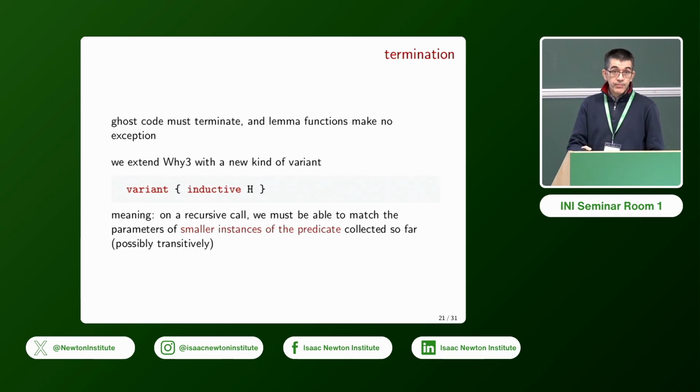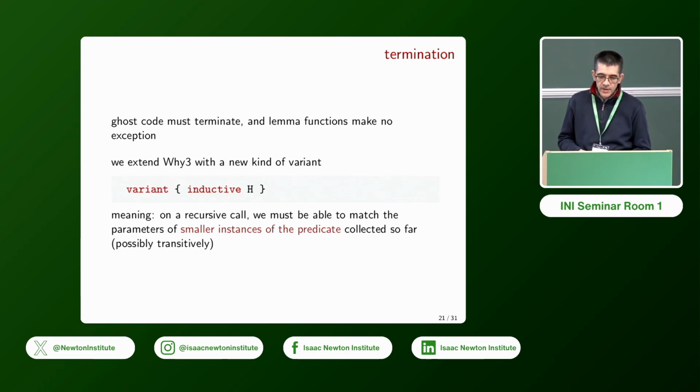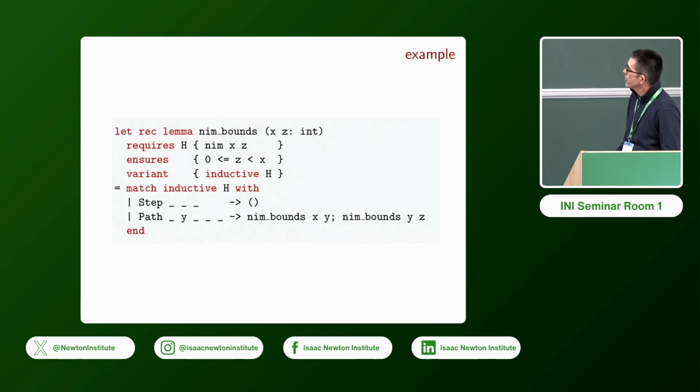And of course we should be able to prove termination, because this is ghost code, and ghost code must be terminating. So we also extended Why3 with a new kind of variant with this inductive keyword. The meaning is that whenever we make a recursive call, we will have to prove that we are matching one of the smaller instances of that predicate that we have collected so far. There are many ways to collect these hypotheses, and possibly we could collect them transitively if we are doing a match inductive inside a match inductive in a nested way.